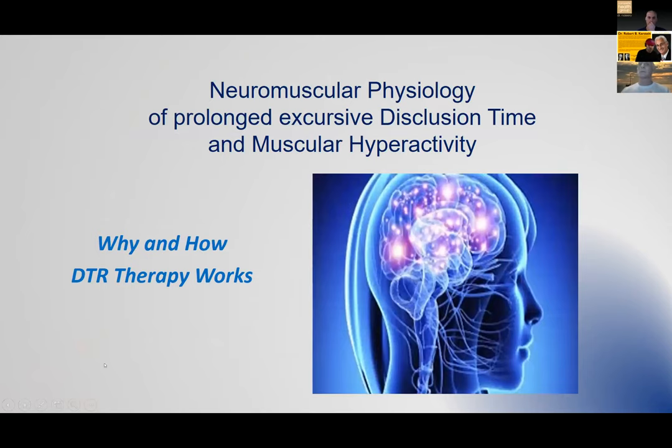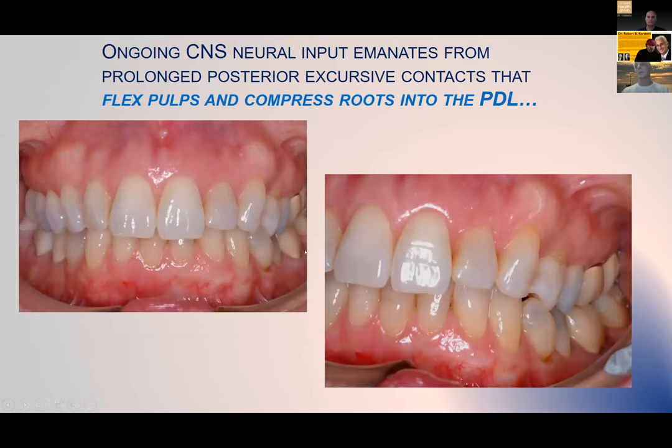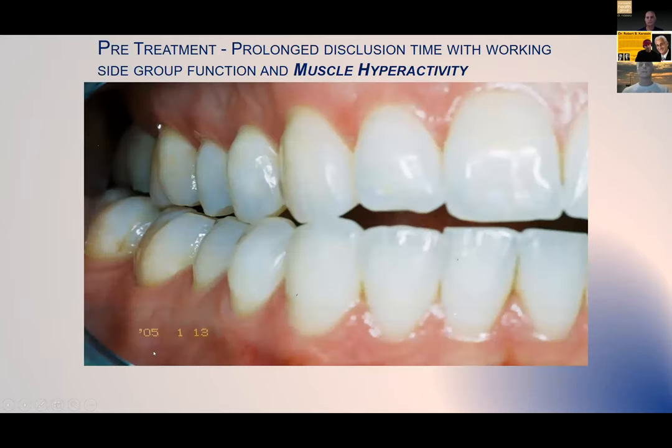So how does it work? So you understand the anatomy. First of all, as teeth rub across each other excursively, even for short periods of time, as I showed you, the pulps are flexed and the periodontal ligaments are compressed, and that incites neural reflexes. So you get this kind of thing.